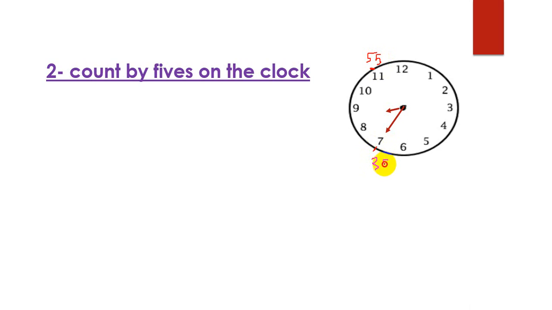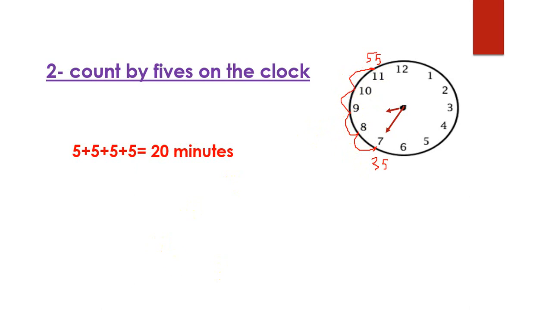Count by 5. 5, 10, 15, 20. So the elapsed time between 8:35 and 8:55 is what? It is 20 minutes. 5 plus 5 plus 5 plus 5 is 20 minutes.